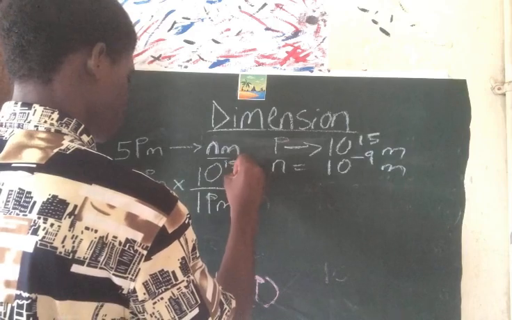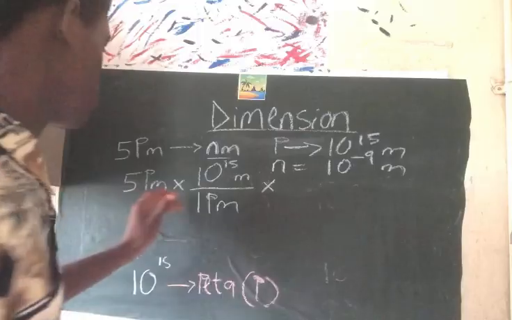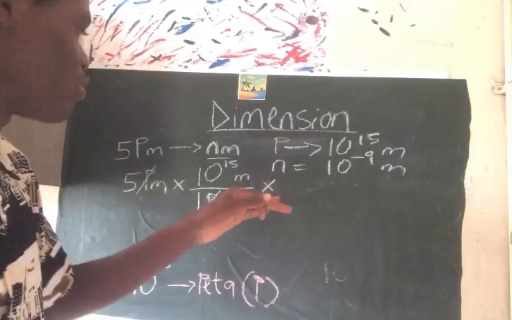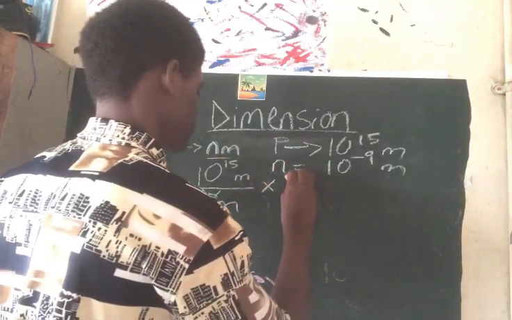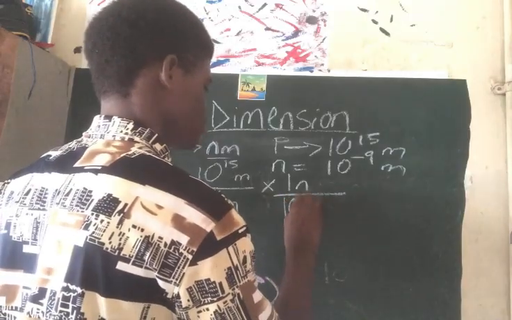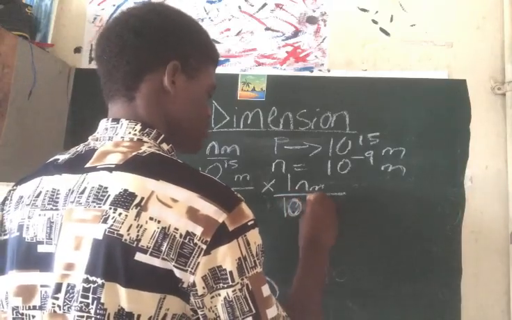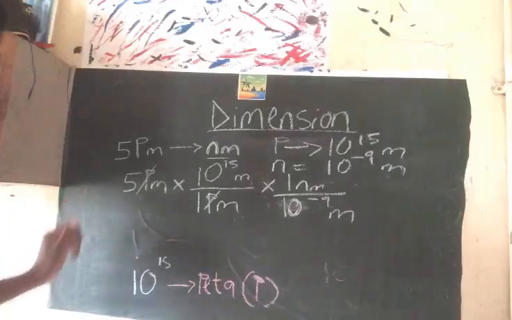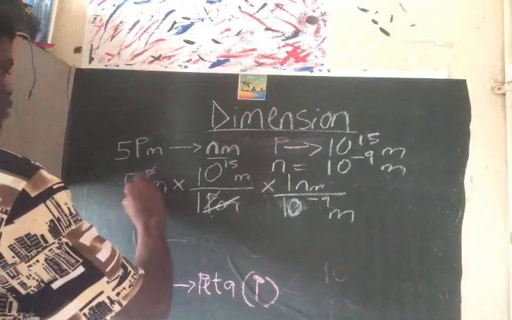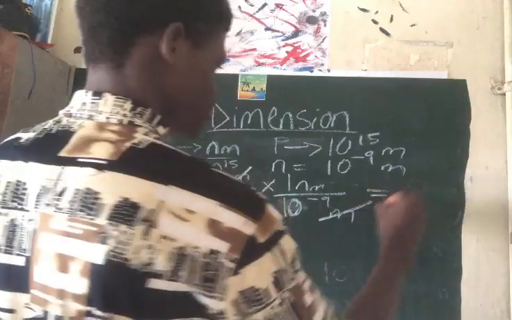10 raised to the power 15 meter, and times, so we've cancelled peta like this. And 1 nanometer is equal to 10 raised to the power minus 9 meter. So what we just do is cancel petameter here, meter will cancel meter, then multiply everything together.